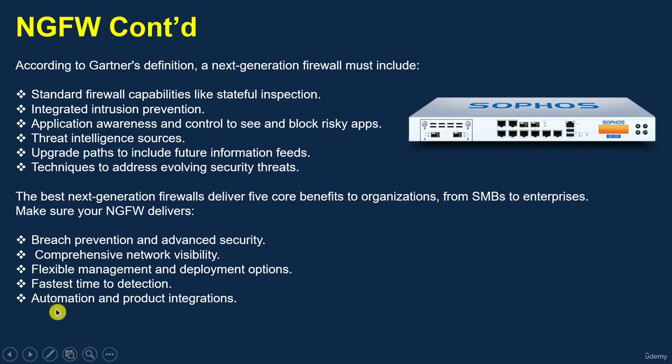And the final one is automation and product integrations. That means it should communicate and work together with the rest of your security architecture. It seamlessly integrates with other tools from the same vendor, and automates sharing of threat information or event data with endpoint and other network security tools. Automatic security tasks must also be there, such as policy management, policy tuning, and user identification. Those are the things we need to consider under automation and product integration. I hope you are clear about this NGFW, and that's it.